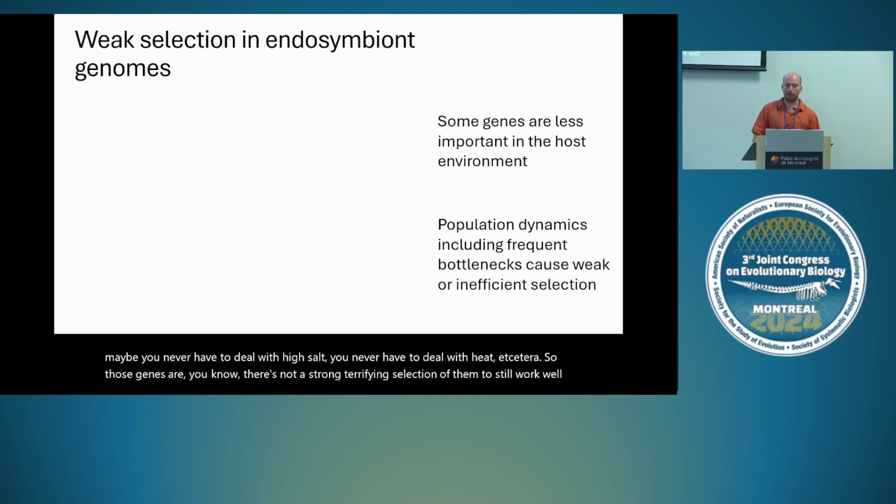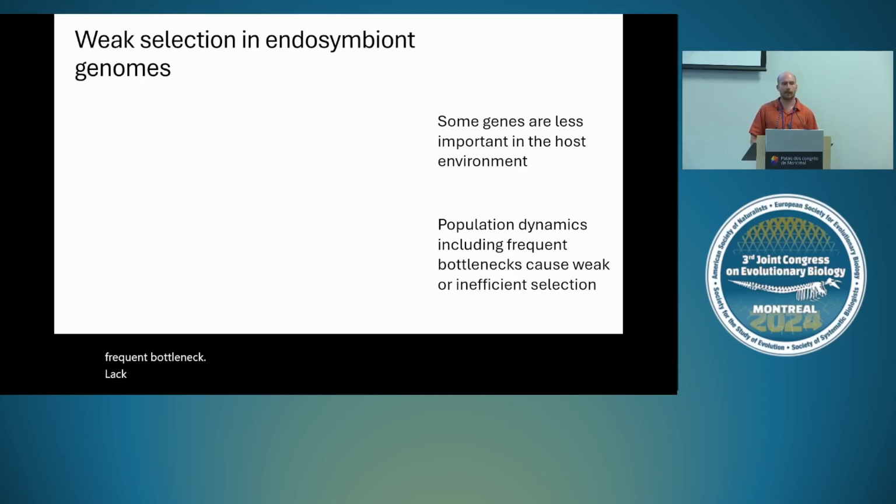Alternatively, population dynamics characteristic of an endosymbiont lifestyle, such as frequent bottlenecks, lack of diversity, lack of recombination, can lead to drift or very weak selection even on genes that are still important to the symbiosis. So we can picture different outcomes that we might expect depending on these two possible causes.